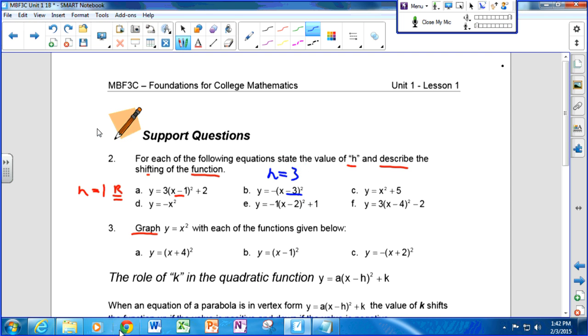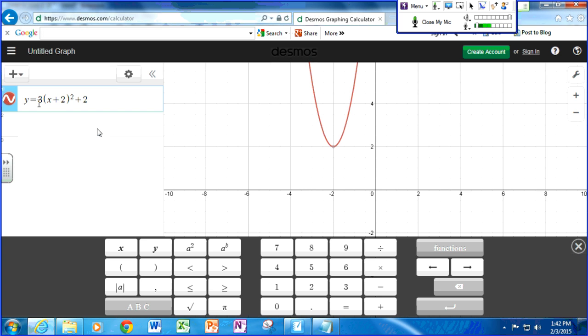Okay, so I will type that in here. So that's going to be y equals negative, and then it's x minus 3 squared. Okay, and there's no k value. So notice that we went 3 units to the right. And that's because the h is positive, but the expression is x minus 3.